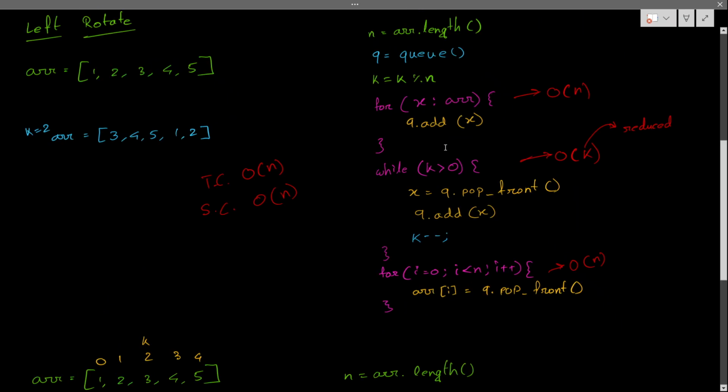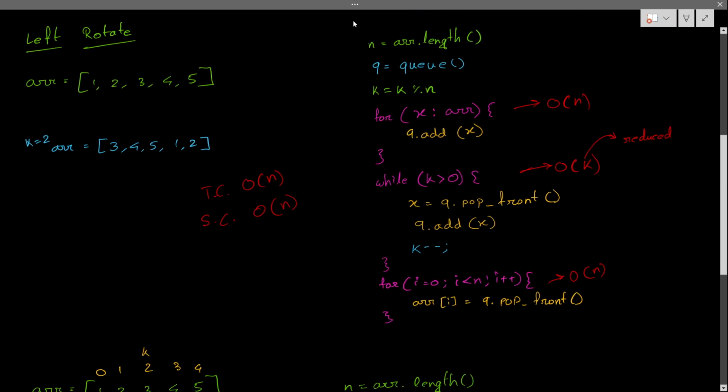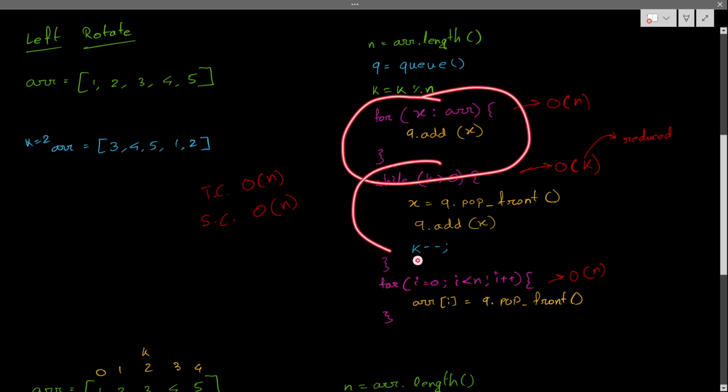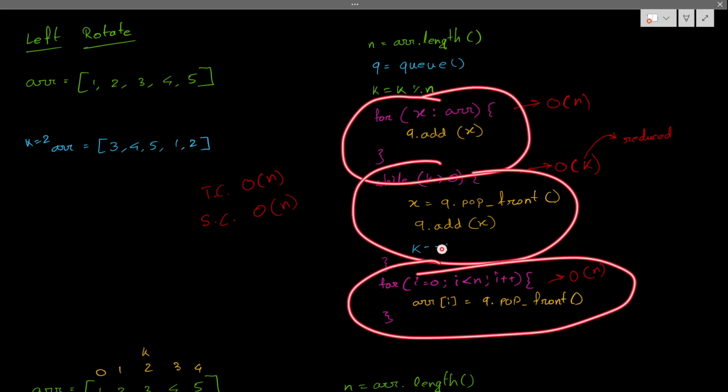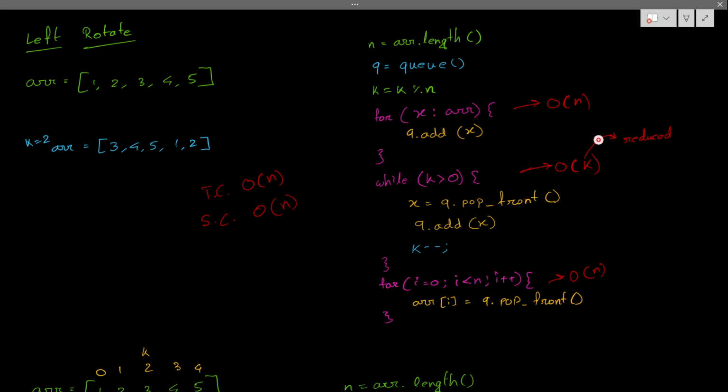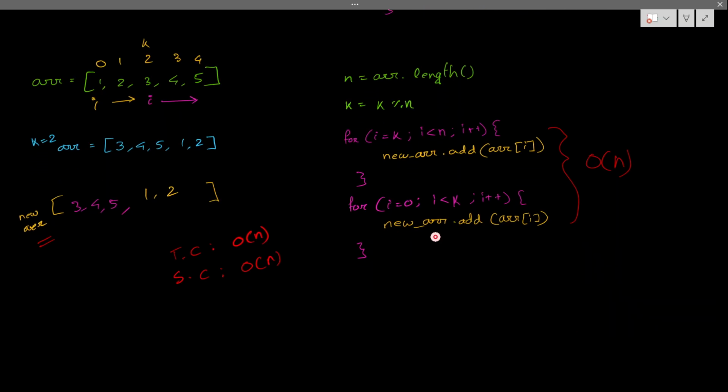See here, I'm iterating first one time, then k times, then again n times. And in the worst case k becomes n minus 1, so in that case it is also n, so it is actually big O of 3n. And here also, as you said, I create a new array. Yeah, obviously I create a new array. So one step I need.